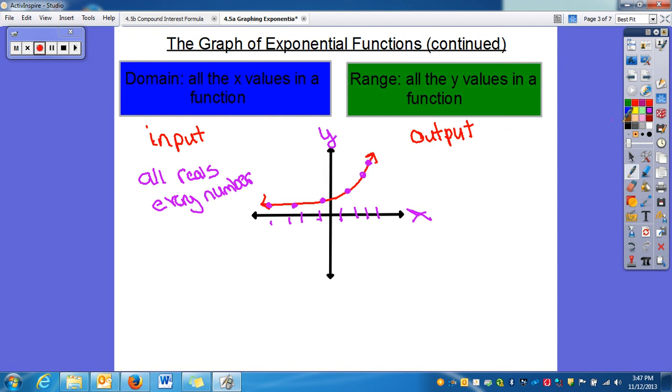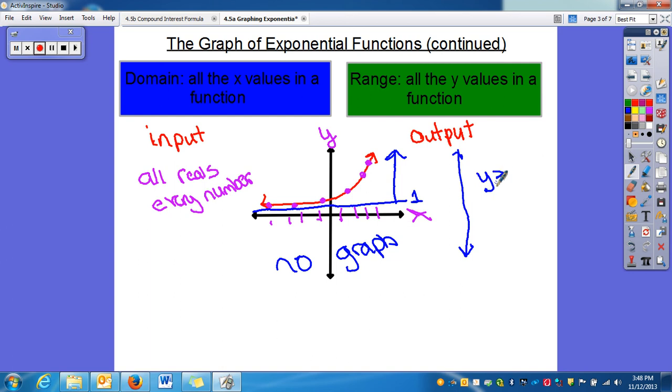Now your range, which is your y, so let's change colors here. So now we're looking up and down. Well, notice, since we have an asymptote here, from here down, there is no graph. There is no graph here. Well, that means my range is only from that asymptote and up. So say this line is at 1. So my range would be y has to be greater than 1. It never crosses the 1 value.